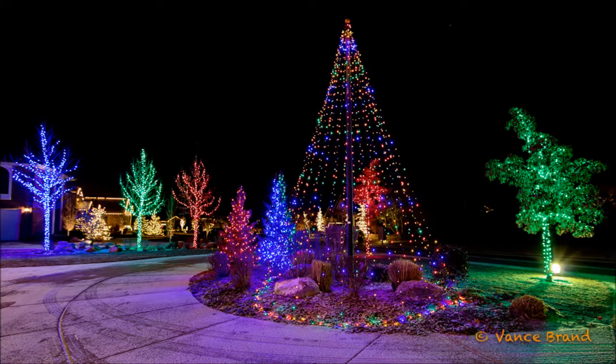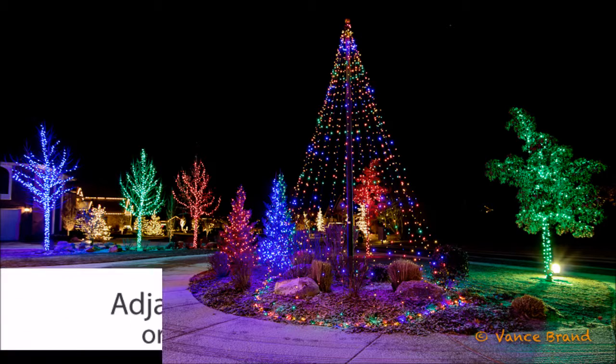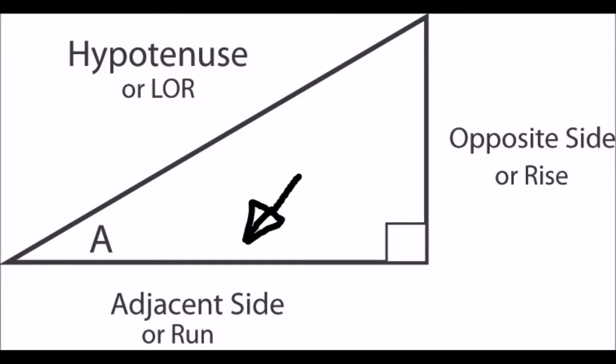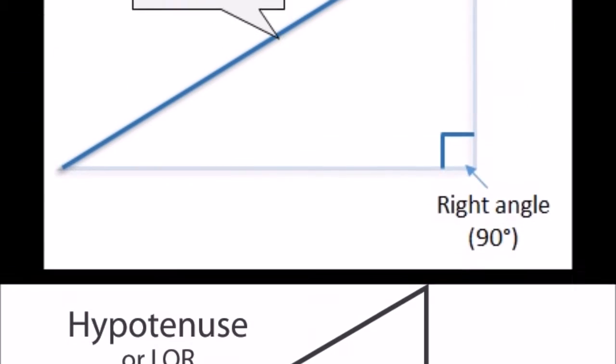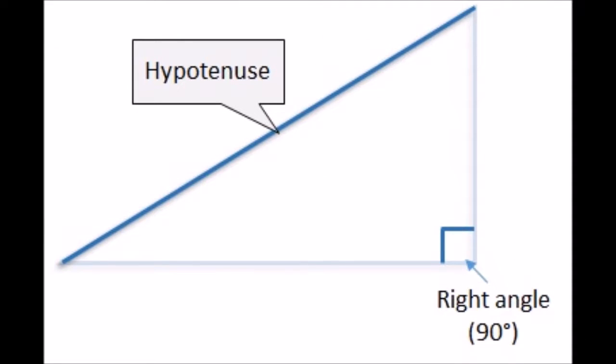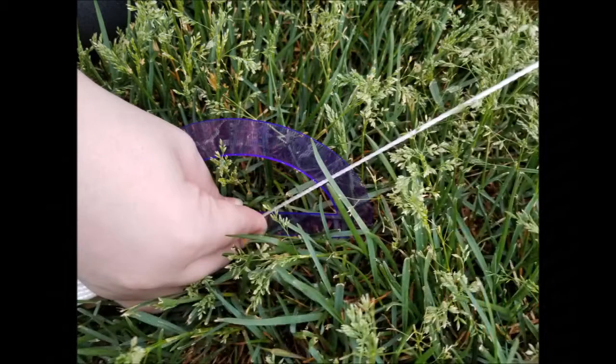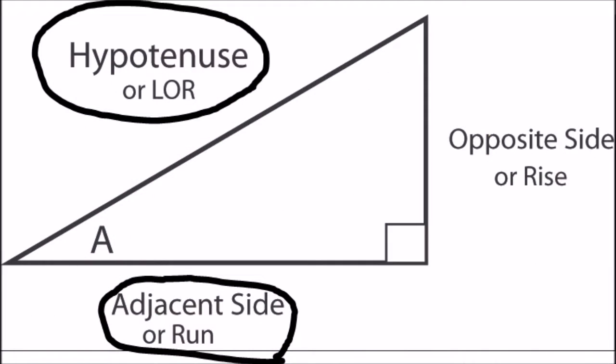But you don't know exactly how long the string would need to be from the top of the flagpole to the ground itself, or how far from the base. But you know the angle you want it to be at, and you know the height of your flagpole. So how would you find the length of the string and how far apart from the base of the flagpole it would need to end up?